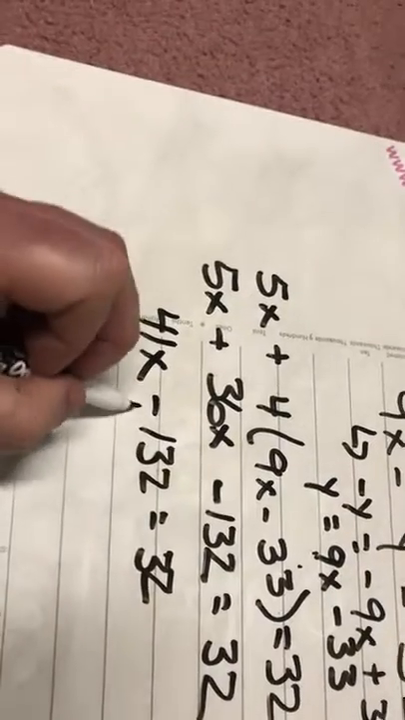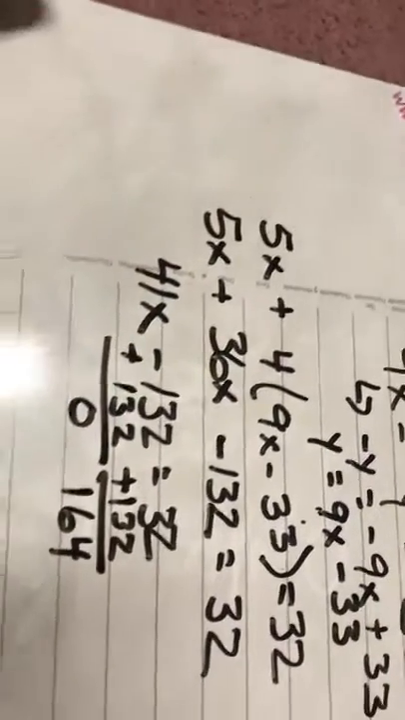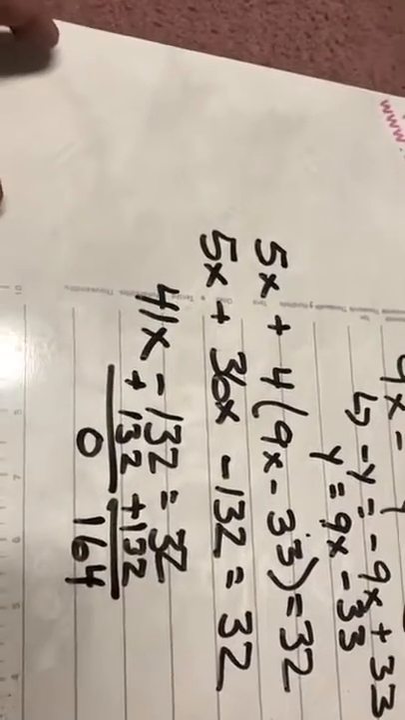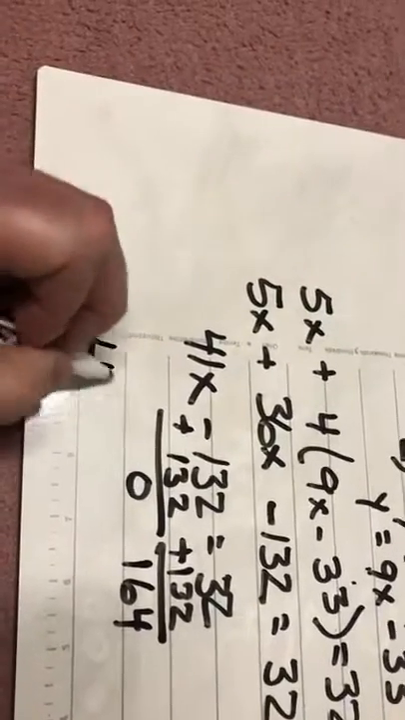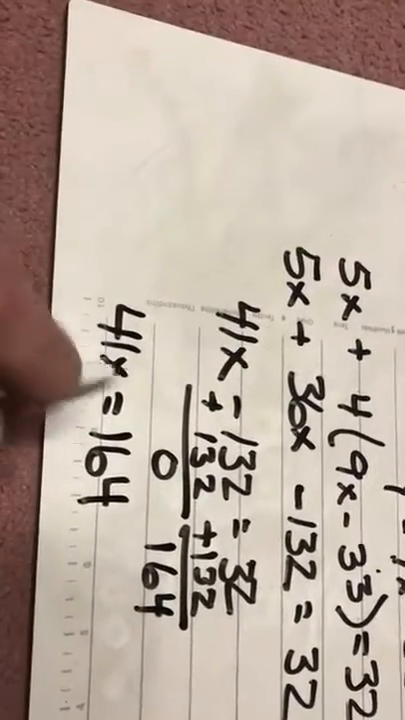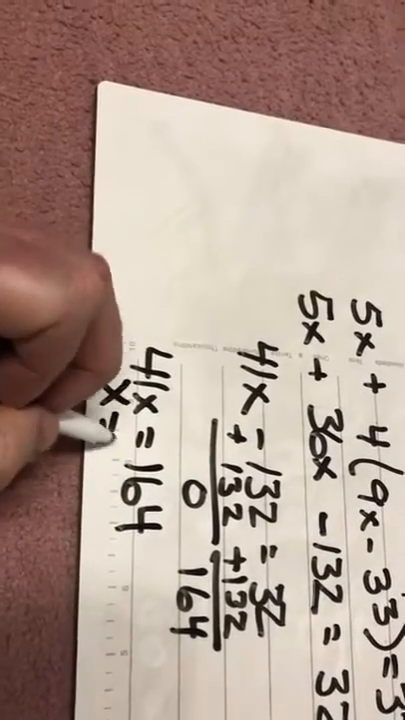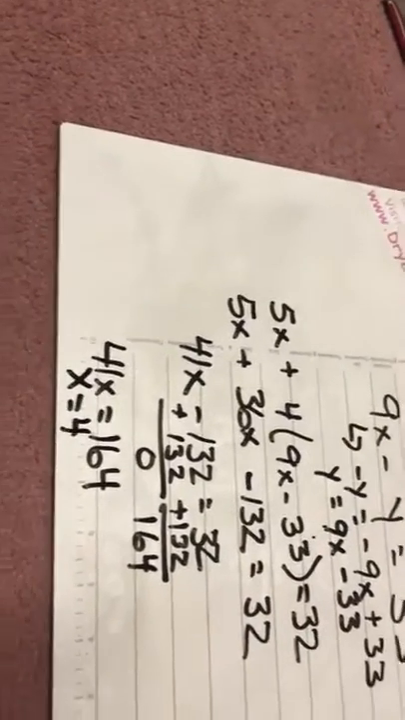I'm going to add 132 to both sides. That's going to give me 0, and I'm going to end up with 164. Okay, so now I end up with 41x equals 164. Well, to solve for x, it's just 164 divided by 41. If you punch that into your calculator, you're going to find, once again, 8th grade, it's amazing how the numbers always work out. X equals 4.